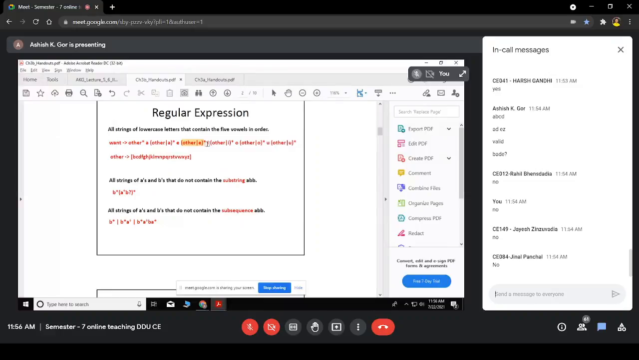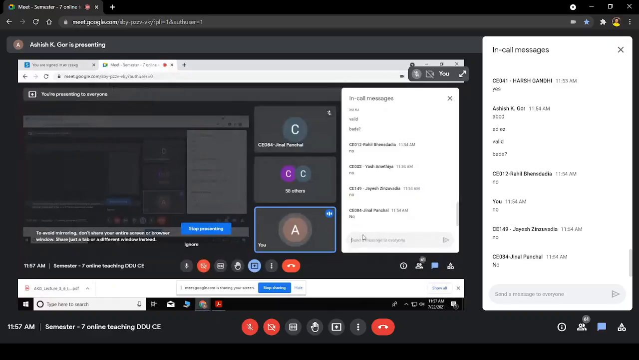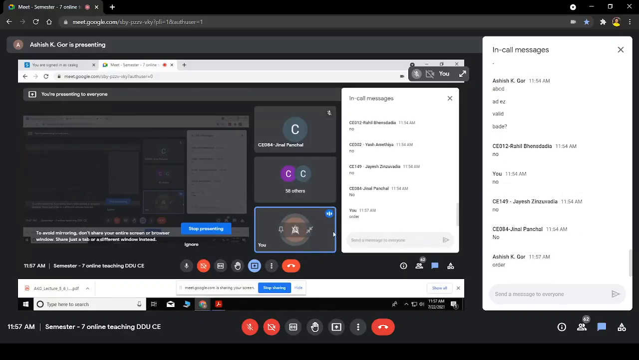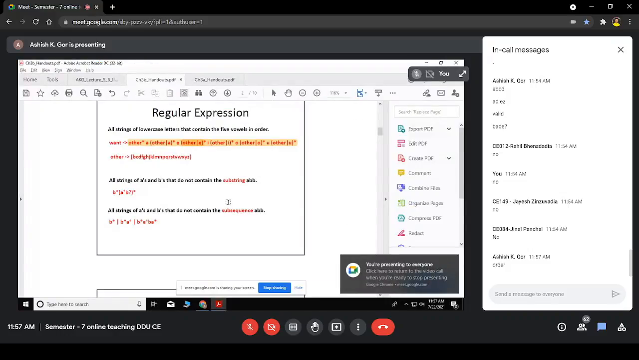Then I, then other or I star. Then O, other or O star. U, then other or U star. So in this, whatever string is generated, there is at least one of each of A, E, I, O, U, but in order: first A, then E, then I, then O, then U. You must have studied this one, so I'm not going into details of that.